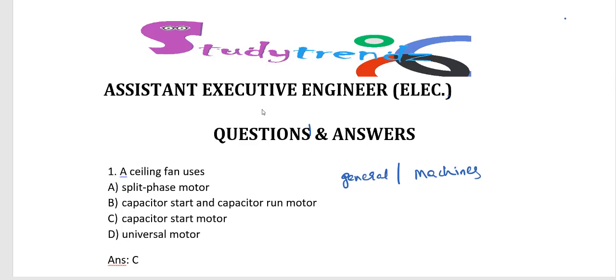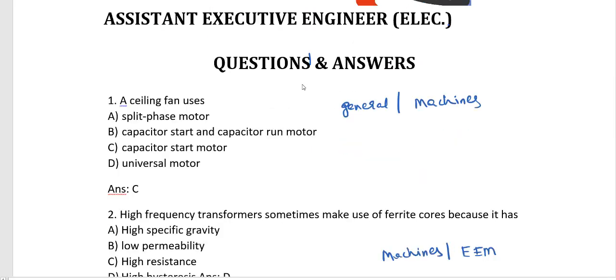Let's see. First question, a ceiling fan belongs to. This question is directly a machine topic, or in the sense every electrical engineer should know what a ceiling fan consists of, like capacitor start motor or capacitor run motor. In a capacitor start motor, during switching on we use a capacitor to produce a 90-degree phase difference between auxiliary and main winding. So this directly belongs to machines.